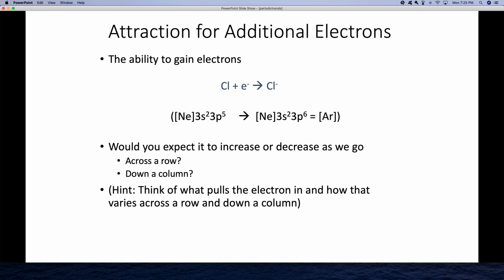All right, let's look at attraction for additional electrons. In the old days, this was called electron affinity. We don't typically use that term as much, but this would be in equation form, chlorine becoming the chloride ion. I put in the configurations so you can get a feel for what's going on.